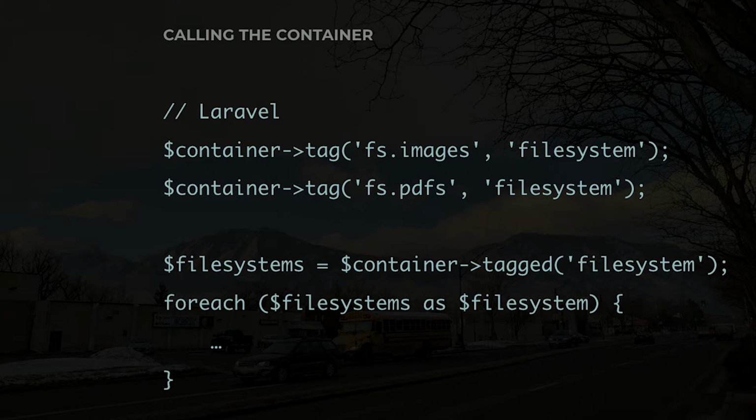So we can say, well, when filesystem.images is being resolved, or filesystem.pdfs, we're going to tag that as a file system item. So we can ask the container to resolve all things that are tagged file system at the same time. We can loop over all file system tagged items, resolve them from the container one by one, and then do something with them. I have yet to find any useful use cases for this, but I think it's a pretty neat feature.